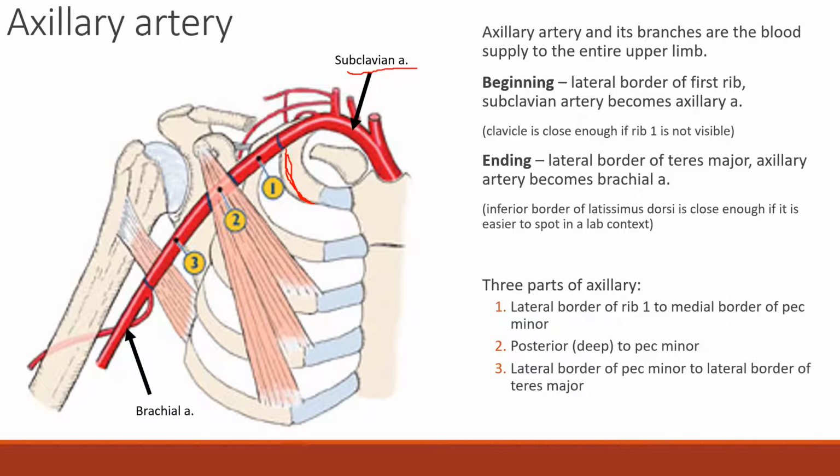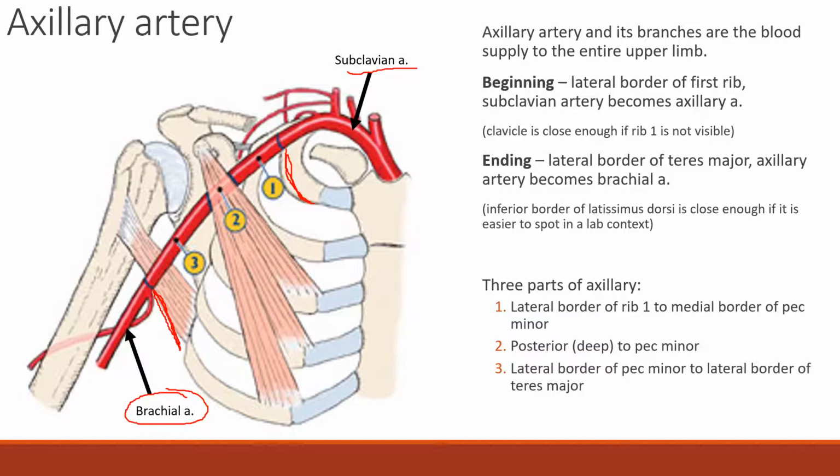Where the subclavian artery passes deep to the clavicle and comes out from behind it, it becomes axillary. The axillary artery ends down here where it crosses the border of the teres major muscle. At that point, the axillary artery becomes the brachial artery. So this is just like a street that changes names as you're driving down it. The subclavian artery becomes the axillary, and the axillary becomes the brachial. The brachial continues through the upper limb and supplies all the structures in the upper limb itself. The axillary artery is the supply of the brachial artery, and it also gives off many branches in the axilla itself to supply the pectoral muscles, the shoulder joint, things like that.